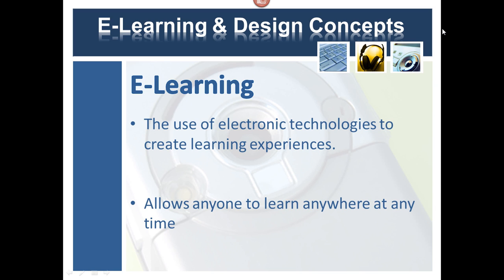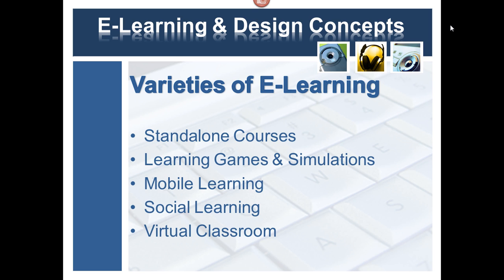So what is e-learning? E-learning is the use of electronic technology to create learning experiences, and it also allows anyone to learn anywhere at any time. Some of the varieties of e-learning would be standalone courses, learning games and simulations, mobile learning, social learning, and virtual classrooms. So we're going to talk about each one of these varieties of e-learning now.